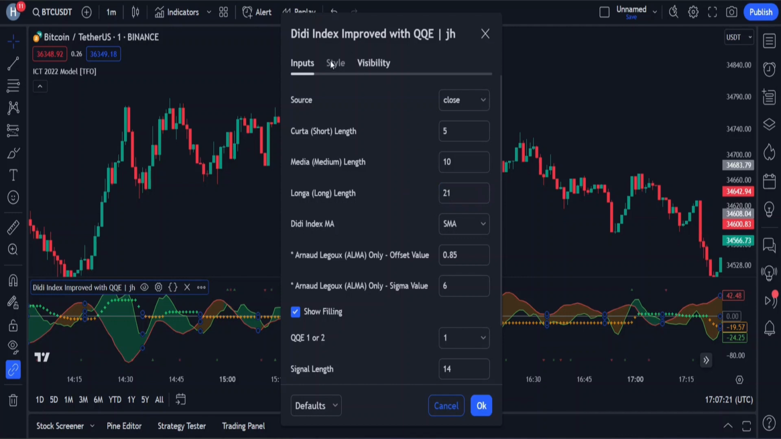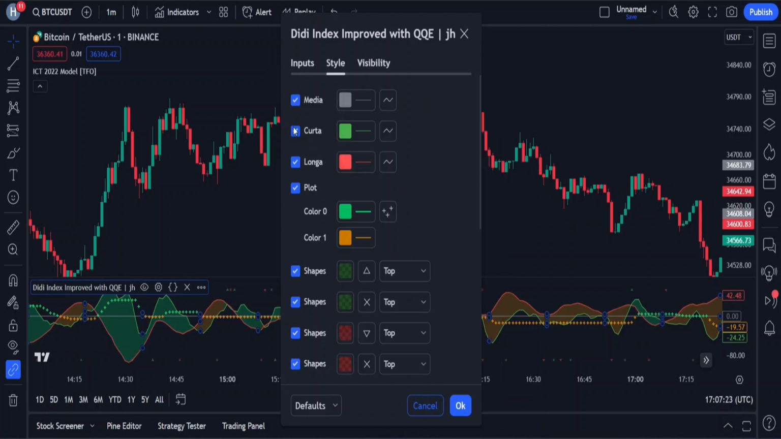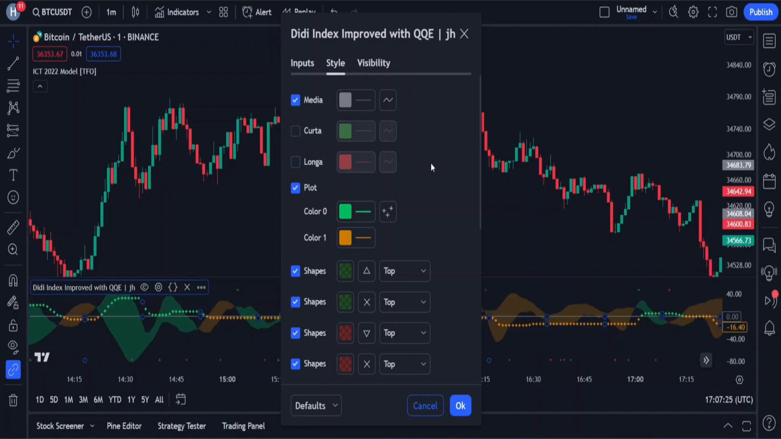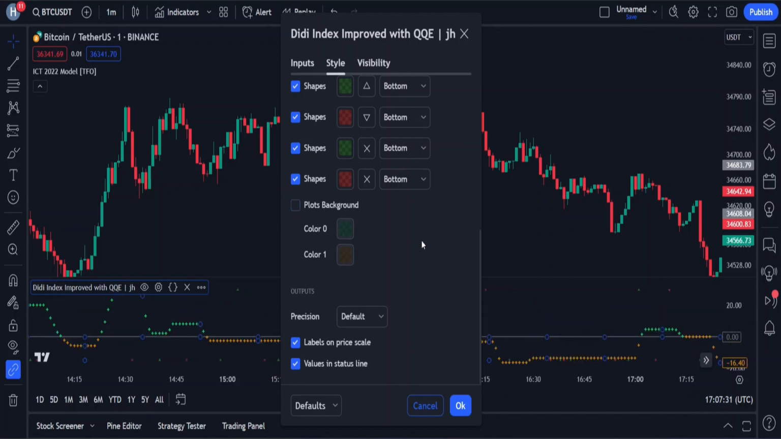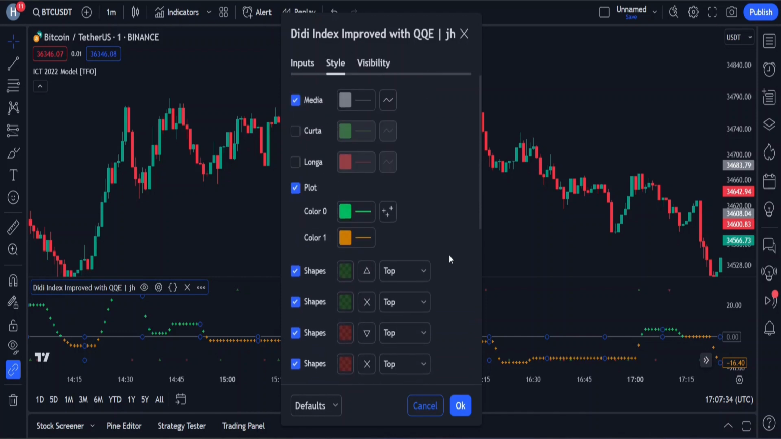After this is done, we will click on the Style section, and here we will remove these 2 options from our chart. And also, if we scroll down a bit, we have Plot Background options here. We will also remove this from our chart. This will make the indicator easy to read and understand on the chart. Finally, we will change this plot option from dots to line form. These are all the changes we will be doing in this indicator.